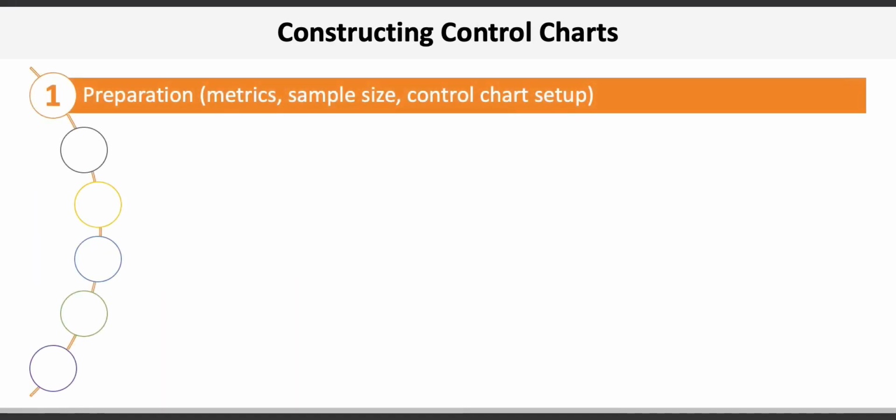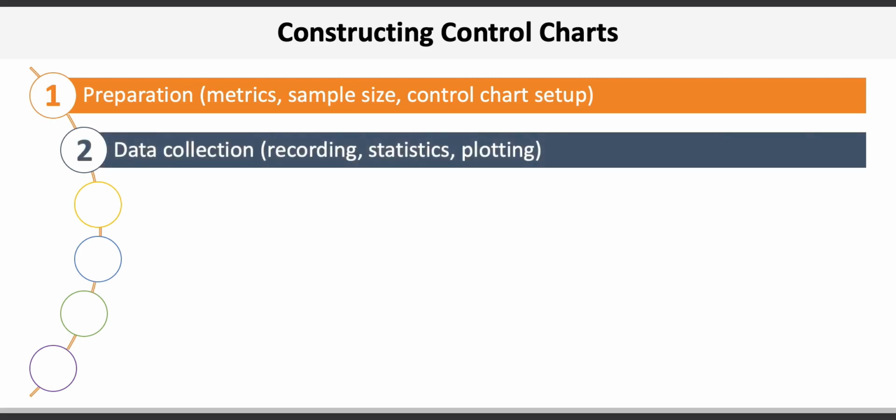Constructing control charts generally includes 6 steps. Step 1 involves preparation, where we choose the metrics to be monitored and controlled, such as temperature, speed, or diameter. We then determine the sample size, that's the number of observations in the sample, and the frequency, or how often sampling is to take place. For example, if we want to measure the temperature of lattes at Starbucks, we might randomly test the temperature of 5 lattes every hour, and then we set up a control chart.